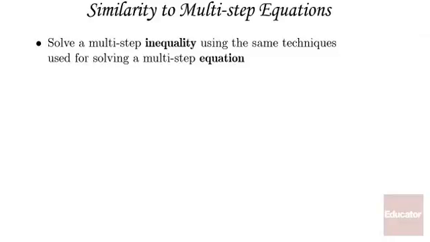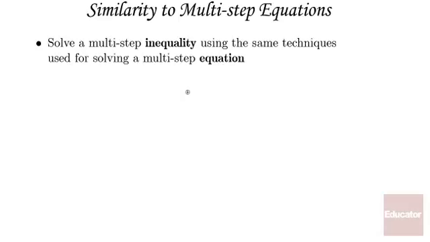There's a similarity between multi-step inequalities and multi-step equations. We solve a multi-step inequality using the same techniques that we use for solving multi-step equations. Remembering, of course, the big difference: if you have to multiply or divide both sides of the inequality by a negative number, you must reverse the inequality symbol to ensure that the solution set of that inequality is the same as the original inequality.